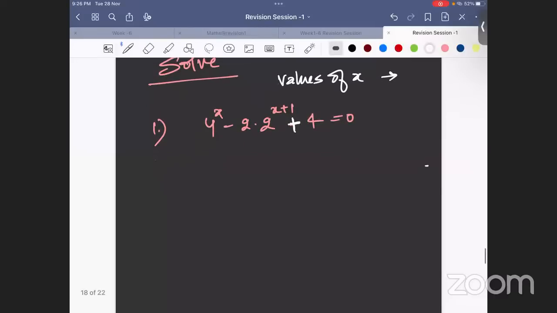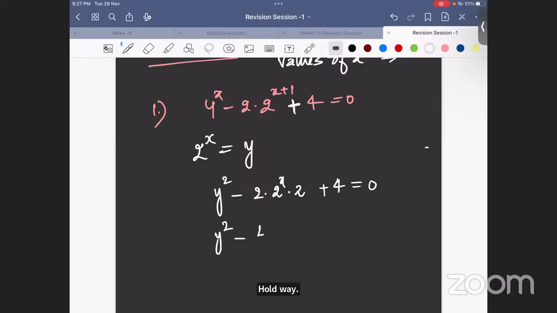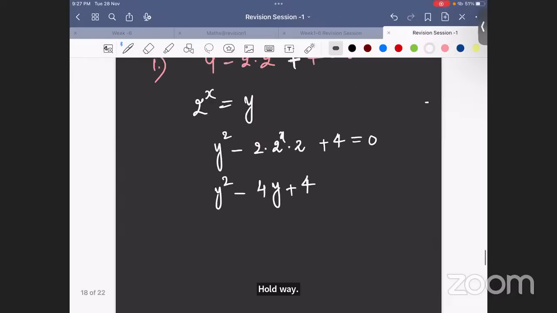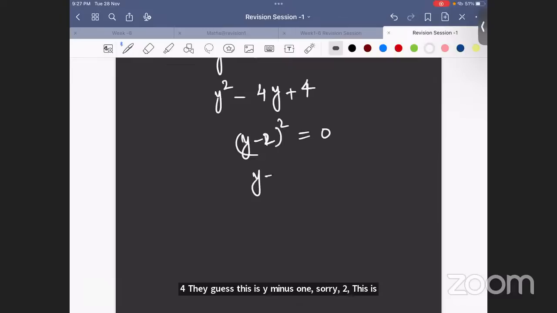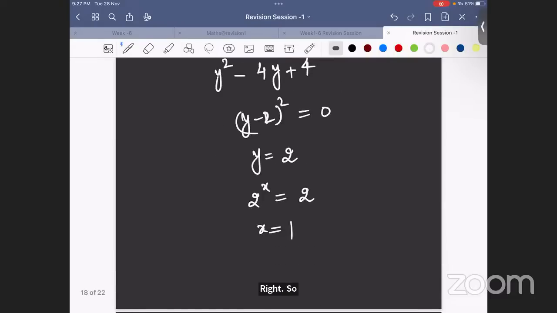How will you start this type of problem? Take 2 to the power x equal to y. Yes, 2 to the power x equals y. Then y square minus 4y plus 4 equals 0. So this is basically y square minus 4y plus 4. I guess this is (y minus 2) whole square equals 0. Y equals 2. This means 2 to the power x equals 2, so x equals 1. Right? So you are getting x equals 1 as your answer.